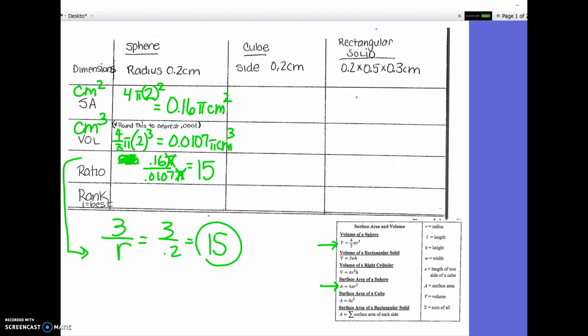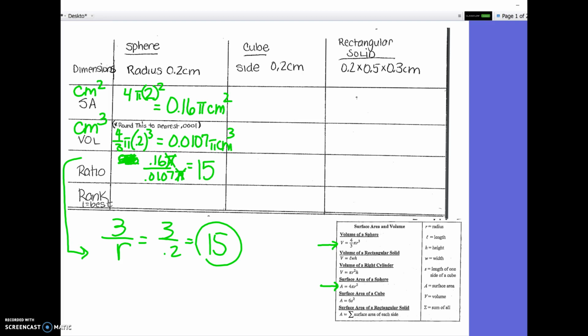If you get a different answer, you're going to know that either your surface area or your volume is incorrect. If you round a little differently, you might have gotten a slightly different answer, which is fine. You might get 14.5. You might get 13.9. It really depends on how you round it. And I'm not concerned about that. All right, we can't do the rank yet until we have our other two shapes done.